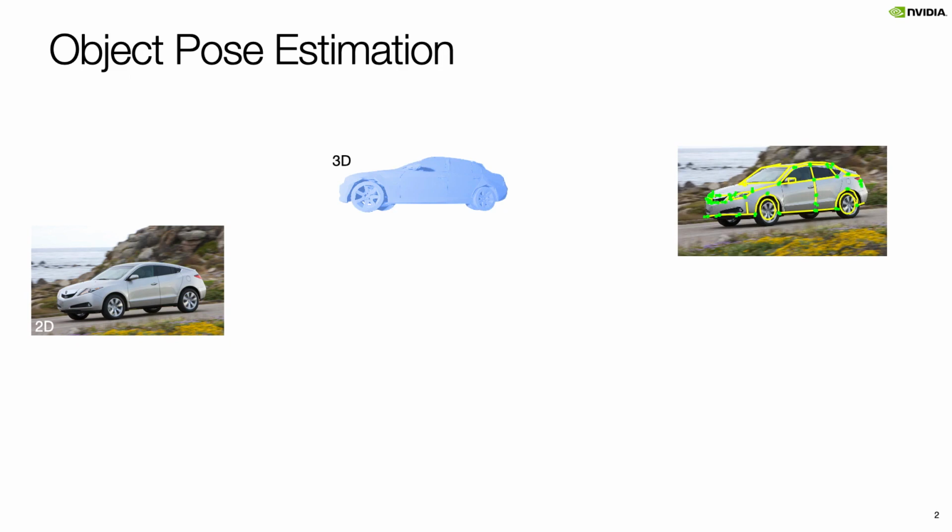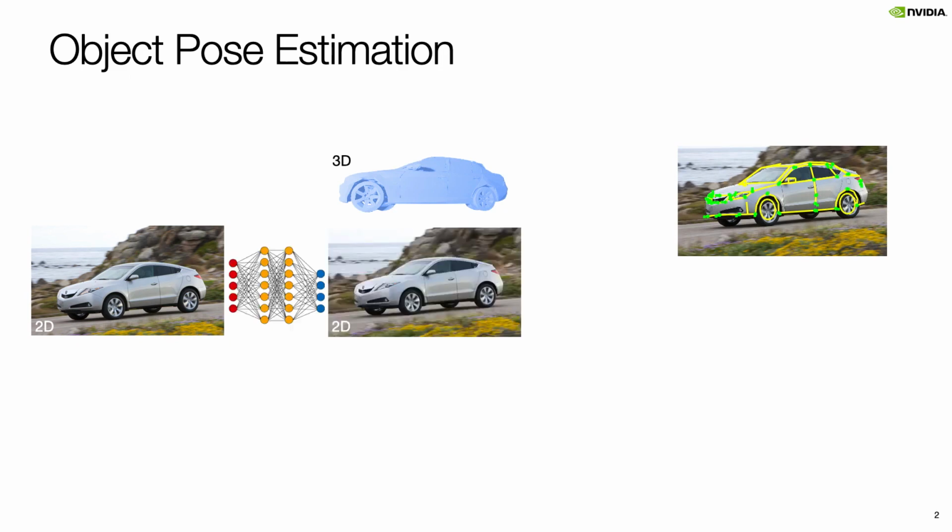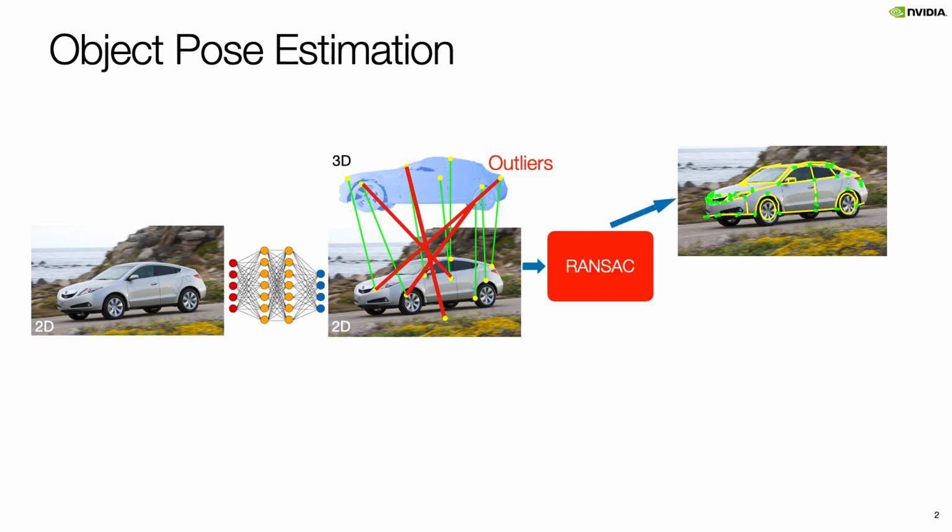In the first stage, we train a neural network to detect 2D semantic key points in this image, such as shown here. In practice, this neural network can often make mistakes and generate a set of wrong matches that we call outliers. And then in the second stage, given these correspondences, our goal is to estimate the 3D rotation and translation. A well-known heuristic algorithm in this stage is called RANSAC, which stands for Random Sampling Consensus.